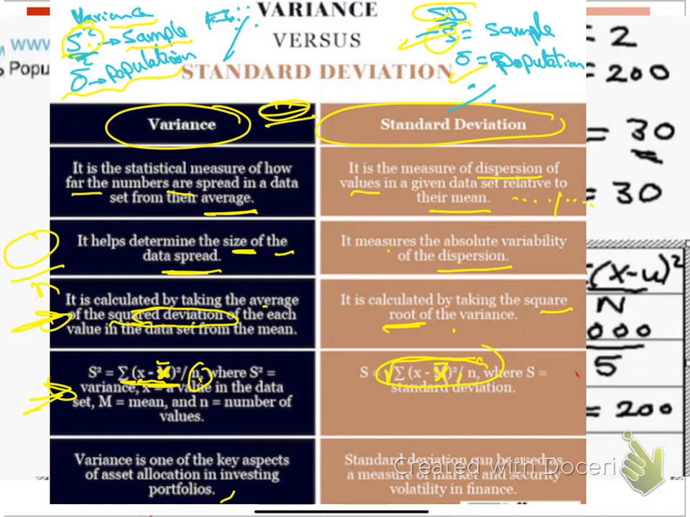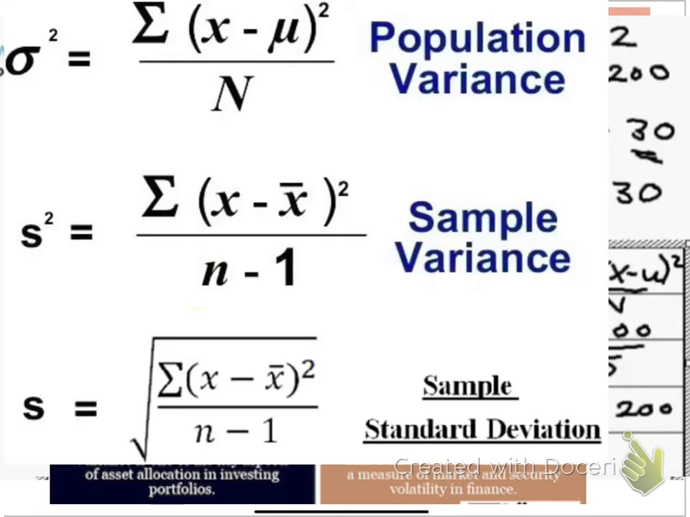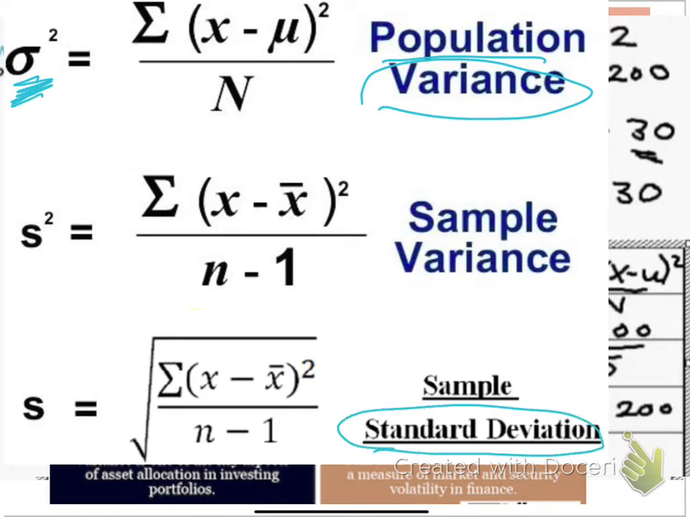I will not spend a lot of time on this slide or this example because it is out of the course, but just for clarity, what is the difference between them? As I just mentioned, in the case of the population, we use the symbol sigma. If it is variance, it will be sigma squared.